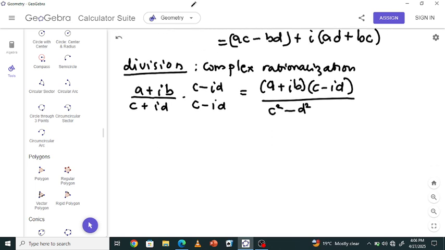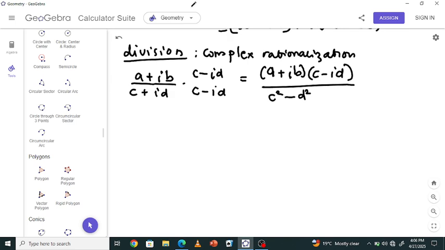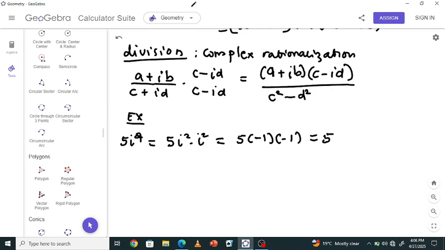We will have a few examples. You can be given a complex number and then you are asked to simplify. For instance, you are told 5i to the power 4. This is the same as 5 times i squared times i squared, which means you will have 5 into -1 times -1. That gives you a 5.